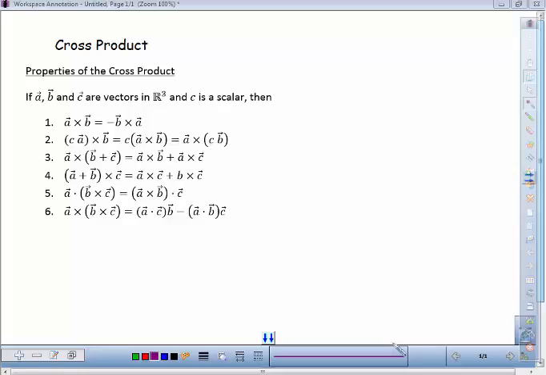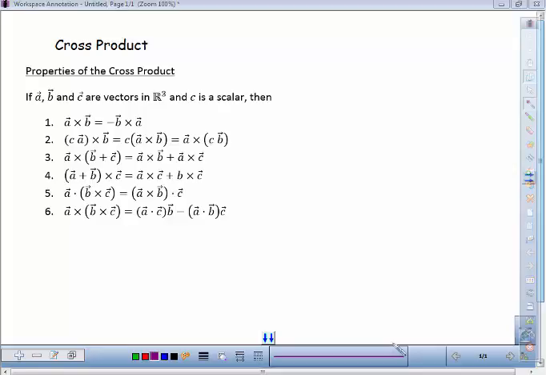So we defined the cross product, and I would expect that you would practice and be able to compute the cross product accurately with whatever method you're interested in computing it with. After we do that, then we're going to look at some of the applications. But before we get there, let's take a look at some properties for the cross product.